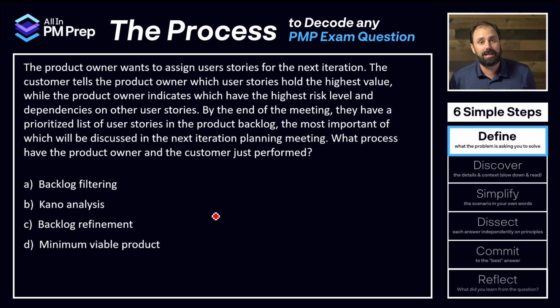Super long question. Let's read it with discipline. Backline says, what process have the product owner and the customer just performed? So what do they just do? Let's go learn. All right. So back to the top.